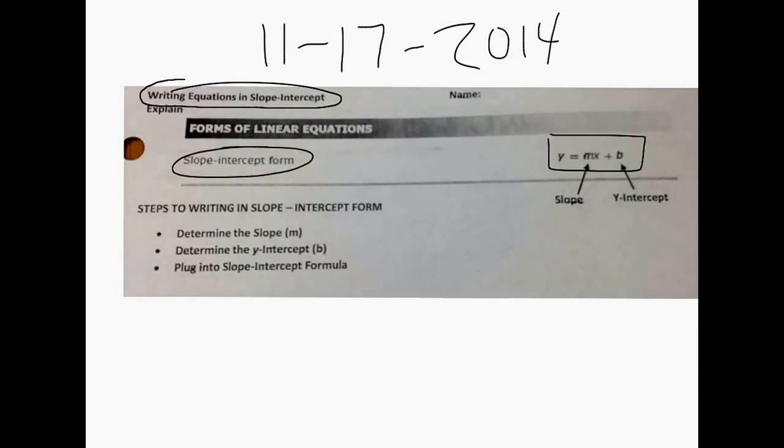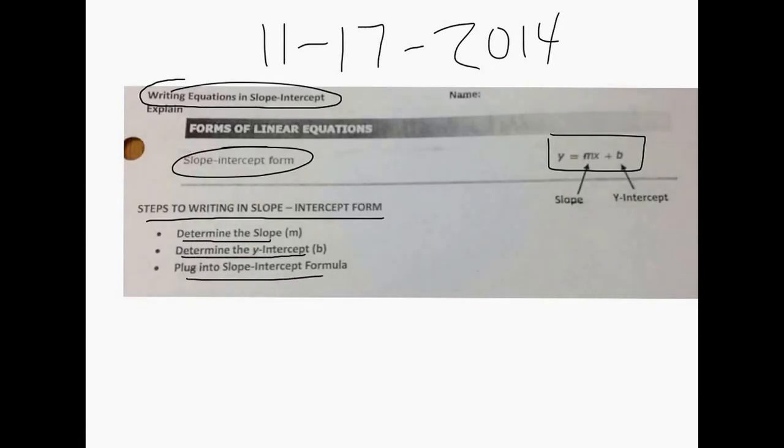It's y equals mx plus b. We try to get everything y on the left side. We try to get our number with the x first and our number that's a constant by itself at the end. The steps to writing in slope-intercept form: you've got to be able to find the slope, you've got to be able to identify the y-intercept, and then you just plug them in.